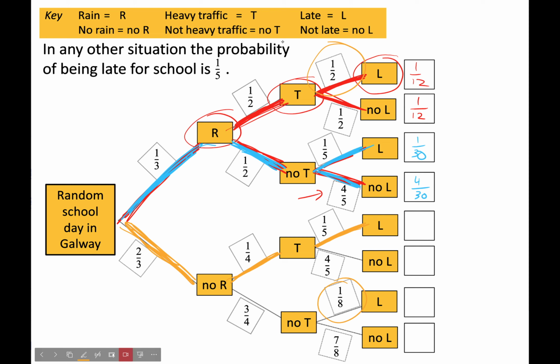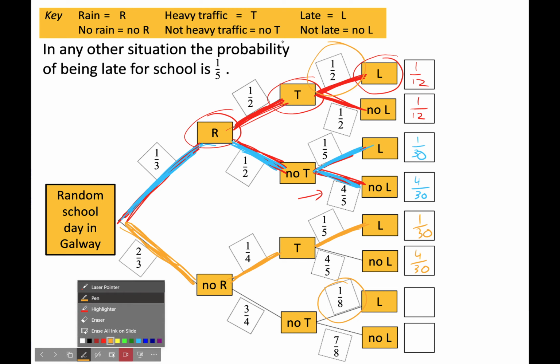Well, 2/3 times 1/4 will be 1/6. I think this is going to be 1/30 as well. I hope I have my numbers right. So then this one there would be 4/30 again, and again, that would simplify down to 2/15.